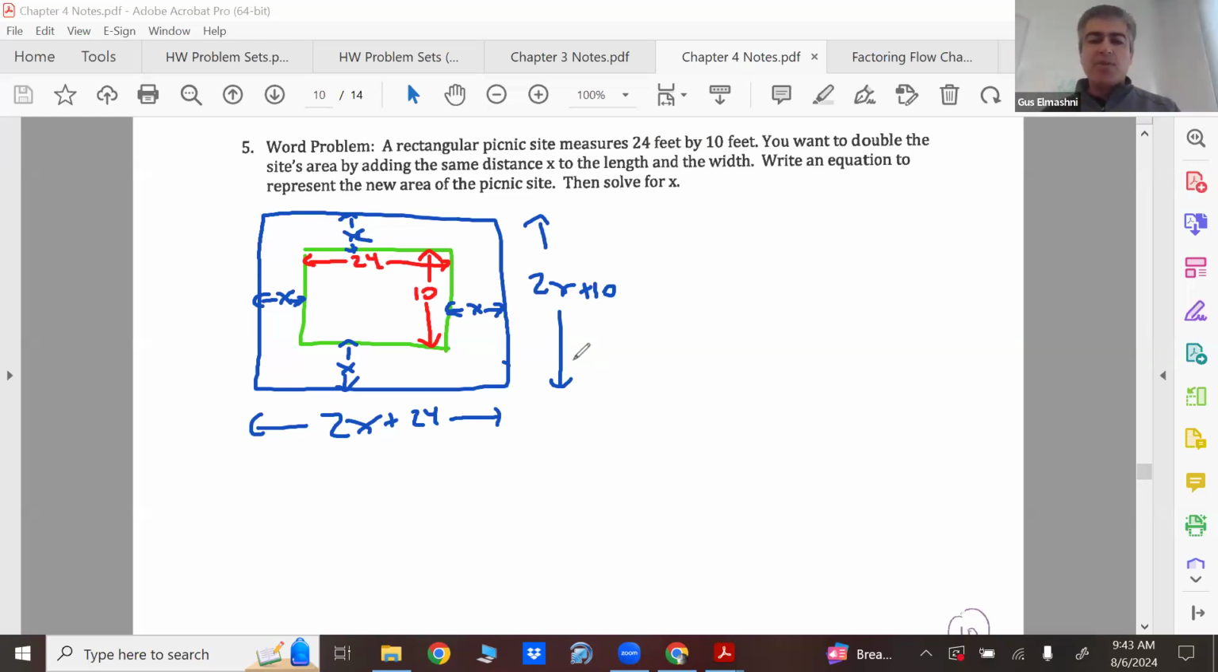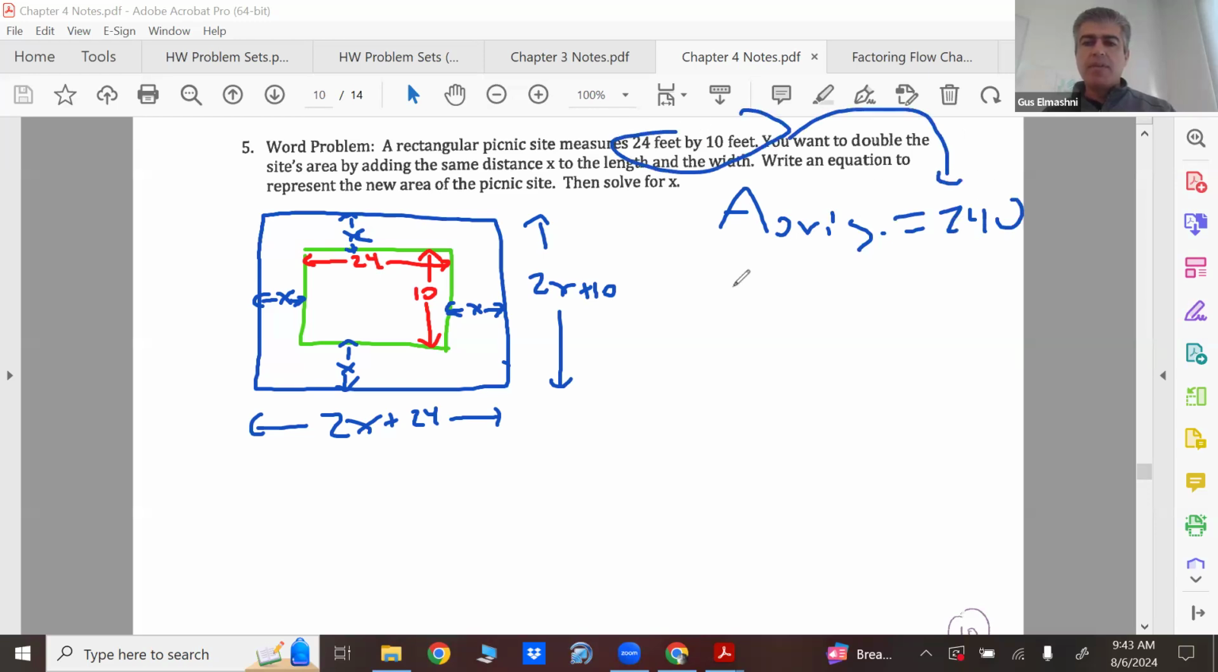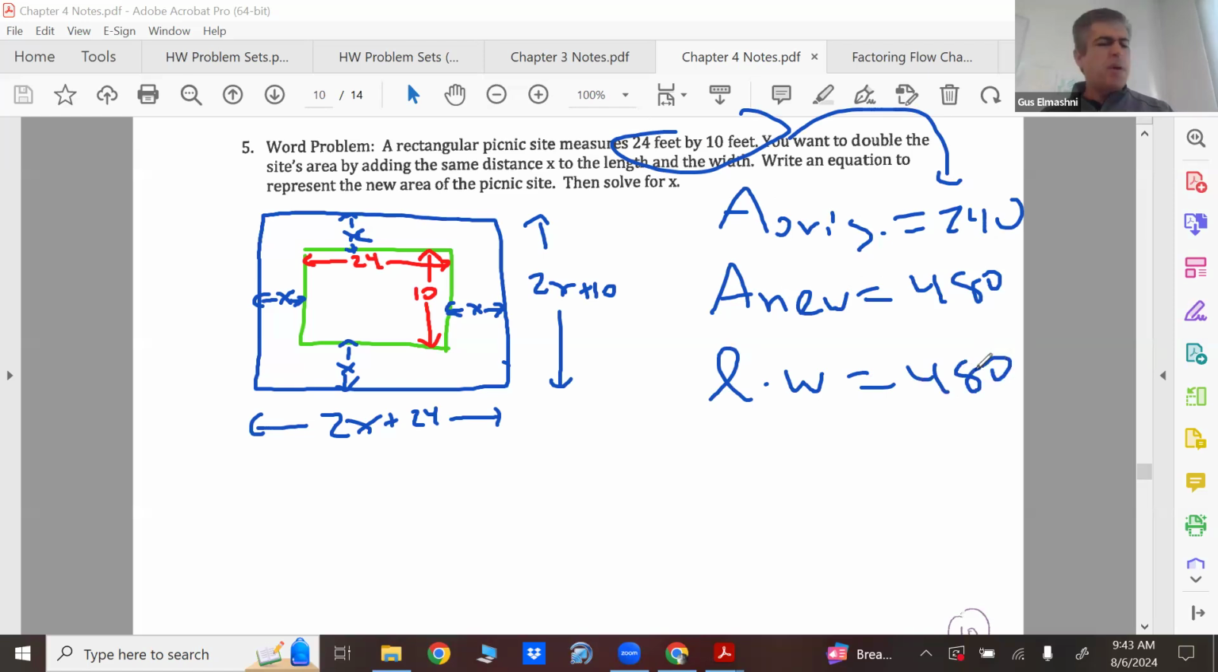So you want to double the area. So right now the area is 240, right? The original area is 240, because I just did 24 times 10. But the new area has to be what, guys? If you want to double it, it becomes what? 480, exactly. And what's area? Length times width, right? Well, what's my new length? That. What's my new width? That. And that's what I'm going to work out.